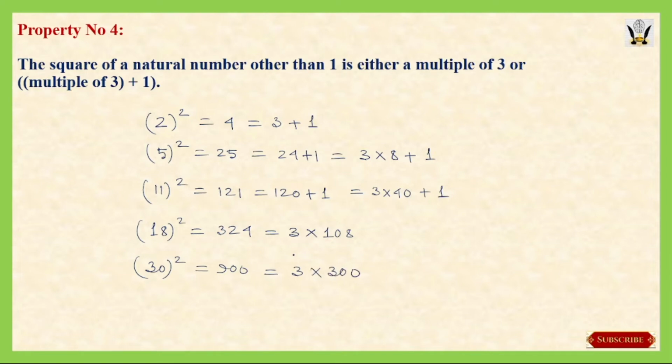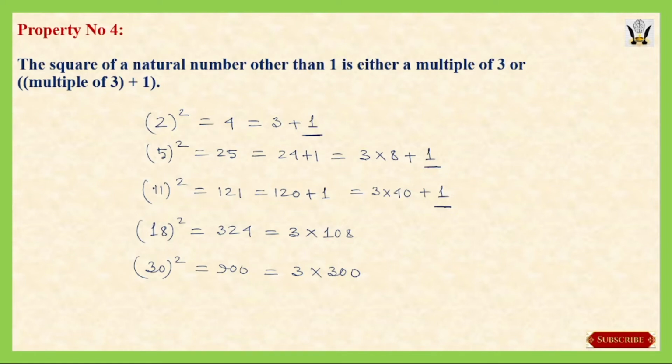So what pattern have we seen here? We have noticed here that 2 square is a multiple of 3 plus 1. 5 square, 25, finally 3 multiplied by 8 plus 1. 11, it is 121, finally it is 3 multiplied by 40, then again plus 1. And all these numbers 2, 5, 11 are not multiples of 3. So when we are taking the square of those numbers, the square numbers will be a multiple of 3 plus 1.